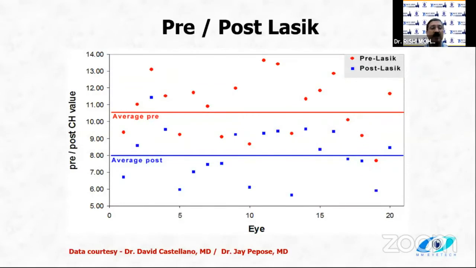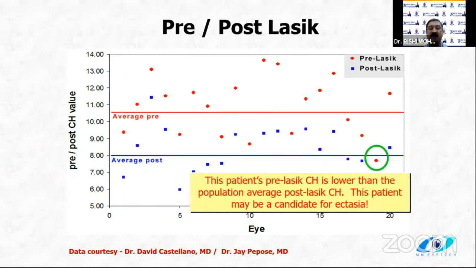Now let's look at this population. Here's a population in red where there is an average preoperative hysteresis seen by a biomechanical device like the ORA. And we know that the CH goes down along with the CRF following LASIK. But you can see in this particular patient that the pre-LASIK CH is lower than the average post-LASIK CH of the population. So this is the patient you need to be really concerned about and actually avoid considering for a refractive procedure.